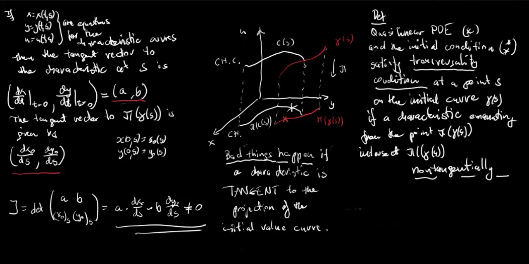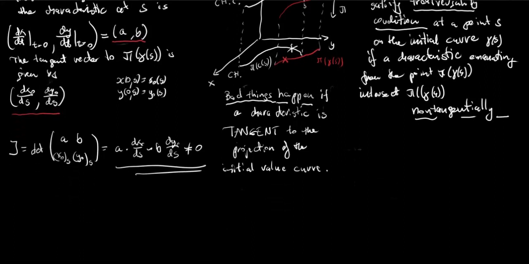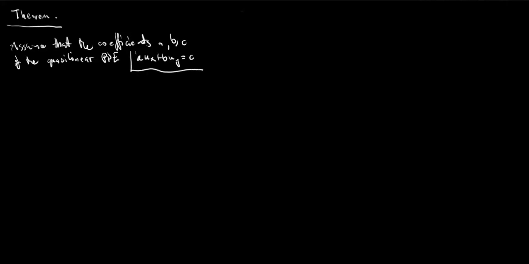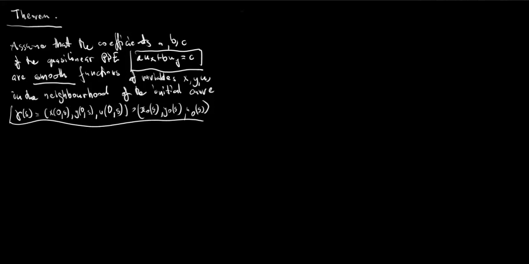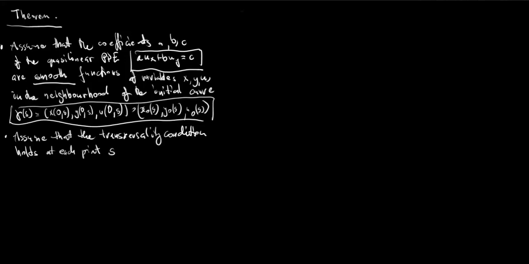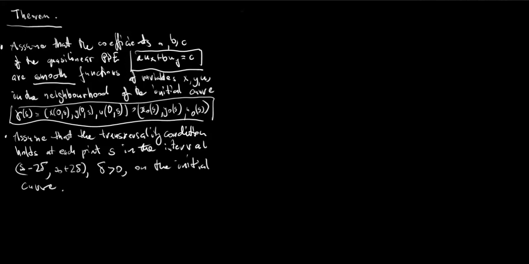So what can be really guaranteed by 100% for our problem of quasi-linear PDE with the initial data? We have the following theorem. Assume that the coefficients A, B, C of the quasi-linear PDE are smooth functions in the variables x, y, u in the neighborhood of the initial curve. Further assume that the transversality condition holds at each point s in the interval on the initial curve.